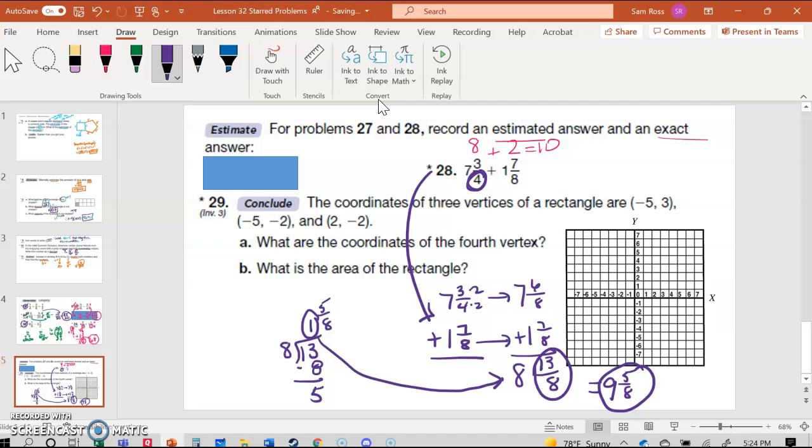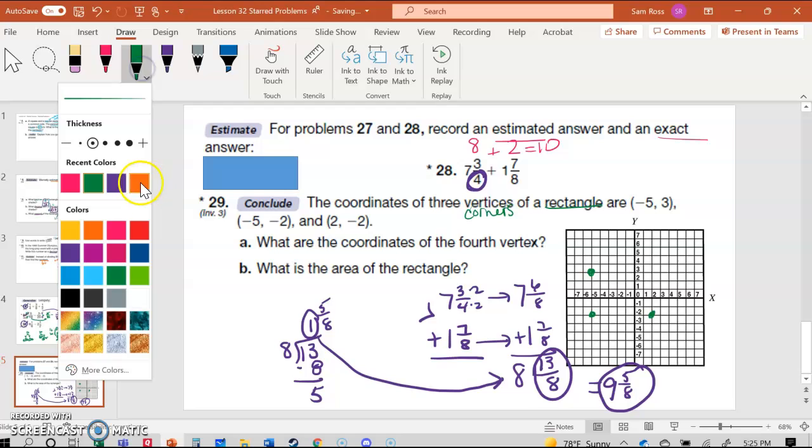Okay, let me change colors and see if we can't do 29. Let's just erase this. Okay. The coordinates of 3 vertices or corners of a rectangle are negative 5, 3. So negative 5, positive 3 would be right here. Negative 5, negative 2 would be right there. 2, negative 2. Okay, so what are the coordinates of the fourth vertex?